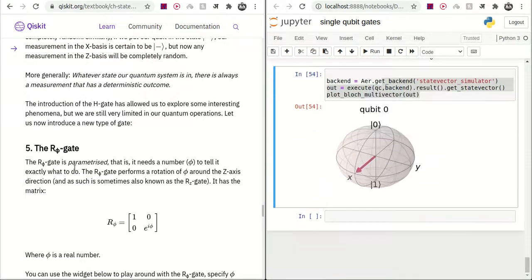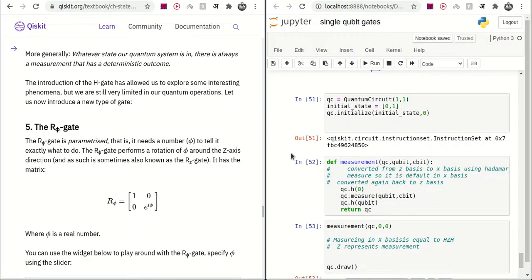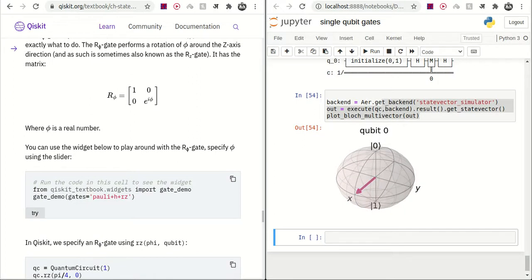Now it comes to rotational operators. These are actually rotations. We'll see the rotation operators in the next lecture.